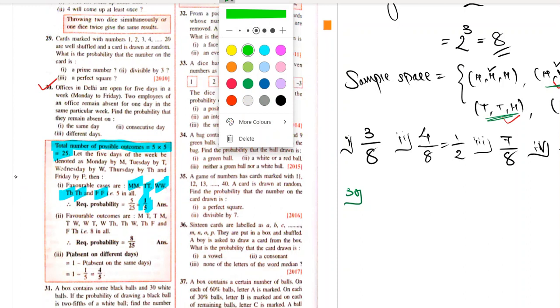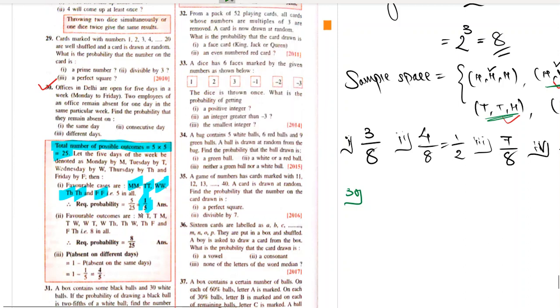Next is find the probability that they remain absent on consecutive day. Consecutive day means the days which are one after another, that is Monday, Tuesday, or Tuesday, Monday. Tuesday, Monday is also consecutive, na? What is the difference, you might ask, between Monday, Tuesday, and Tuesday, Monday? If first employee remains absent on Monday and second on Tuesday, that means they are absent on consecutive days.